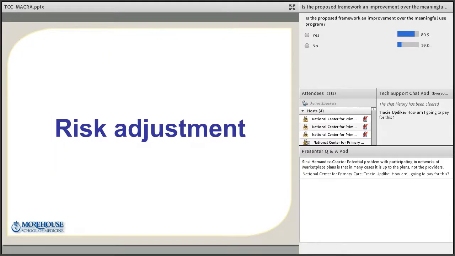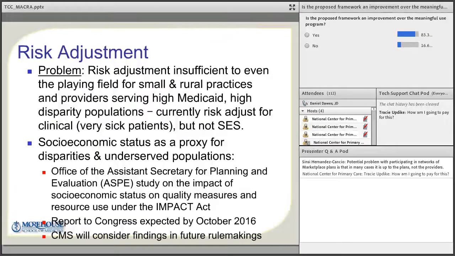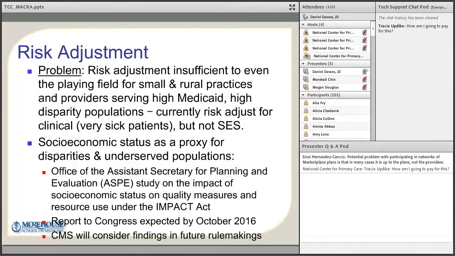So want to really finish out this piece with risk adjustment. Very hot topic. As many of us know, it's a very contentious area, and CMS has been very wary, HHS as a whole has been wary of masking the disparities among different population groups. So the thought is that risk adjustment is insufficient to even the playing field for small and rural practices and clinicians serving high Medicaid, high disparity populations. We currently risk adjust for clinical factors, such as if you have a very sick patient, but we don't do it for socioeconomic status. And we know that folks deem SES as a proxy for disparities in underserved populations.